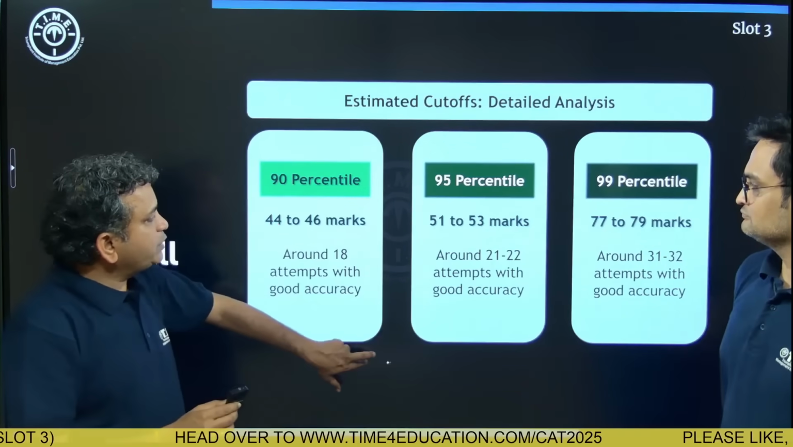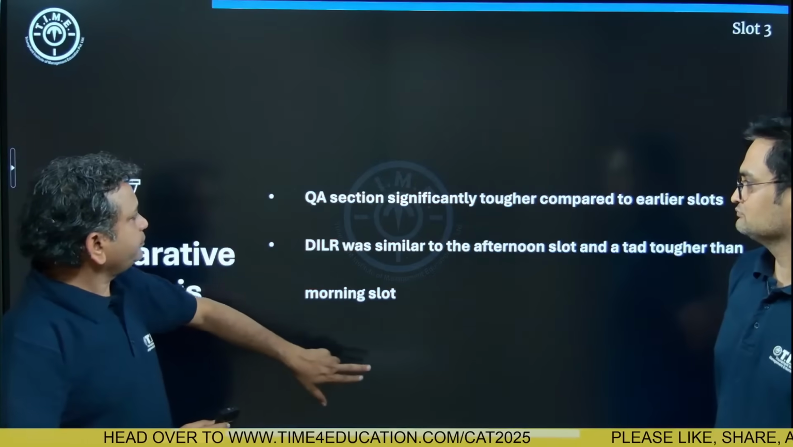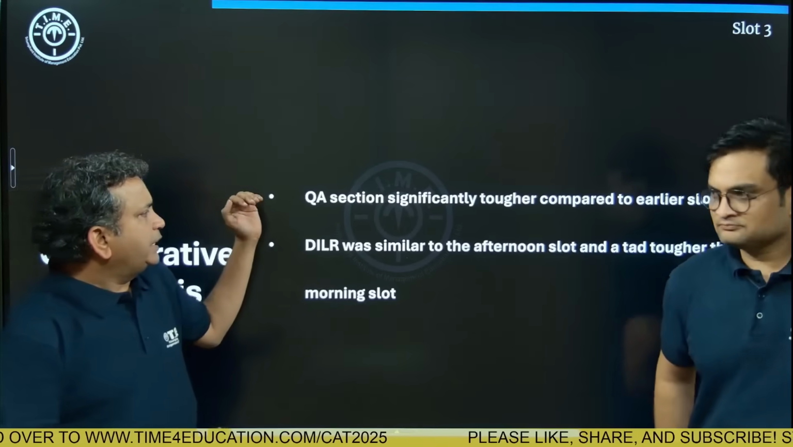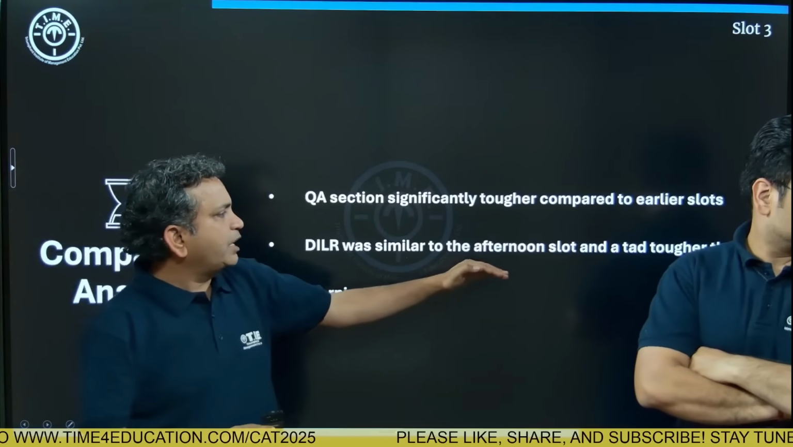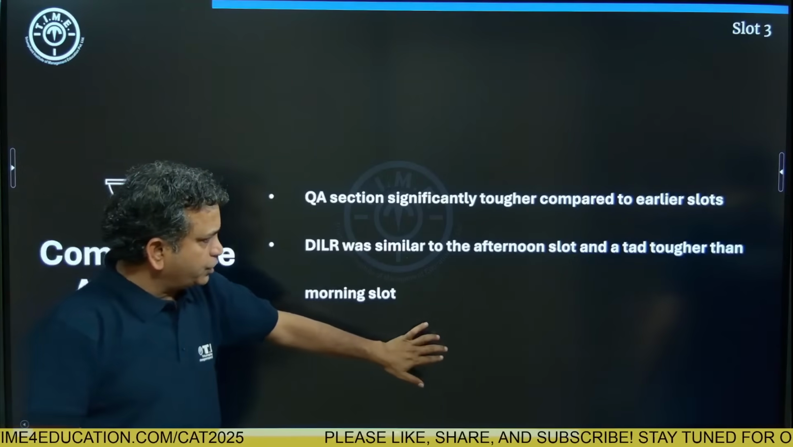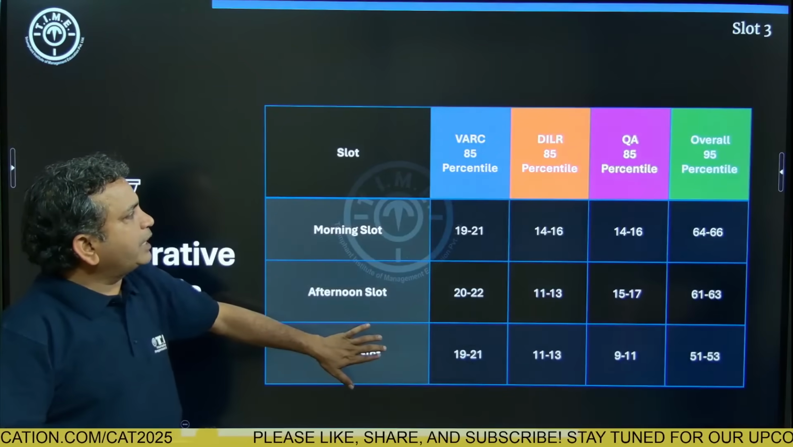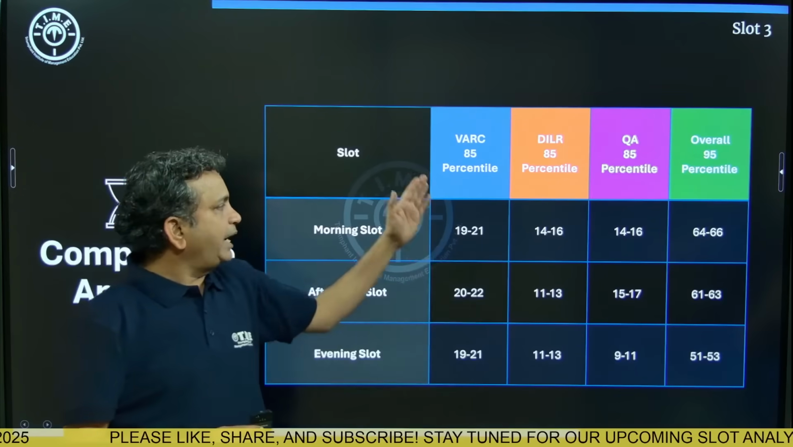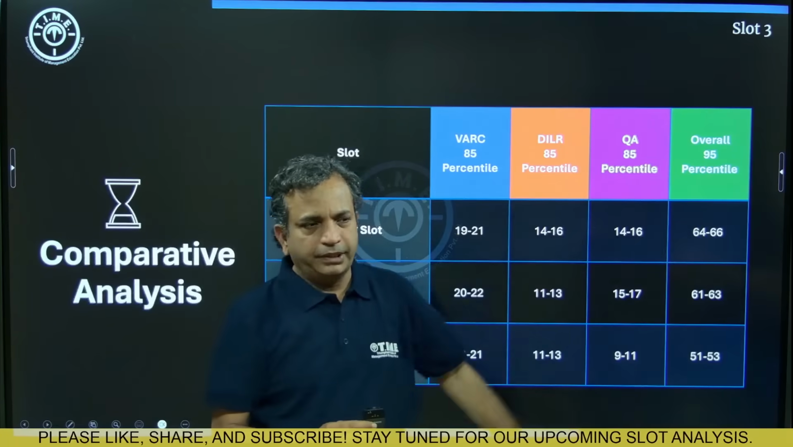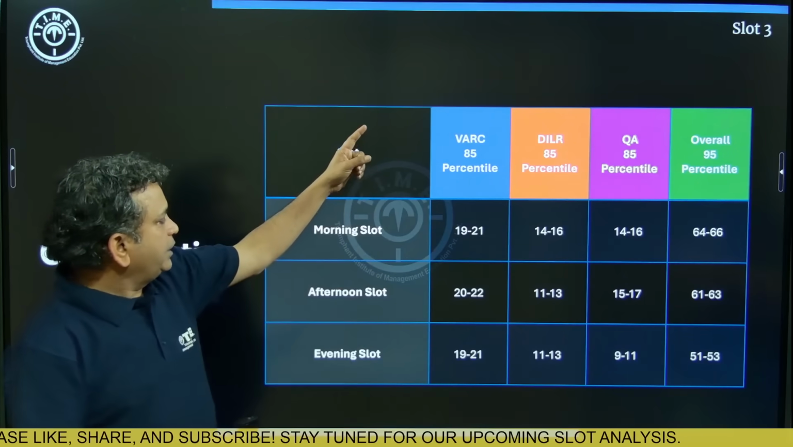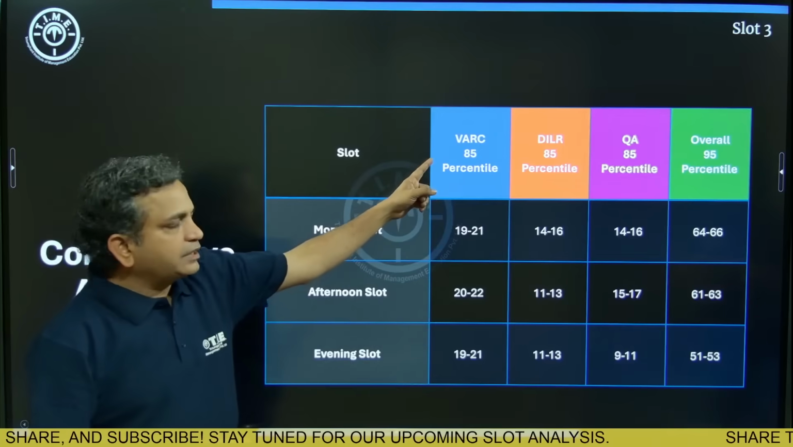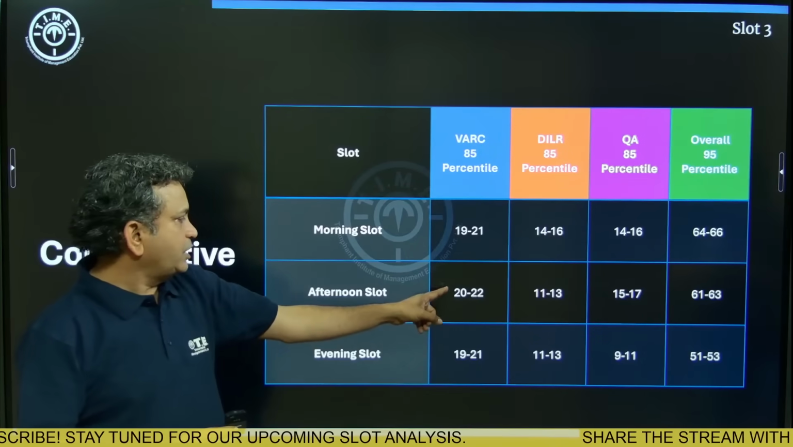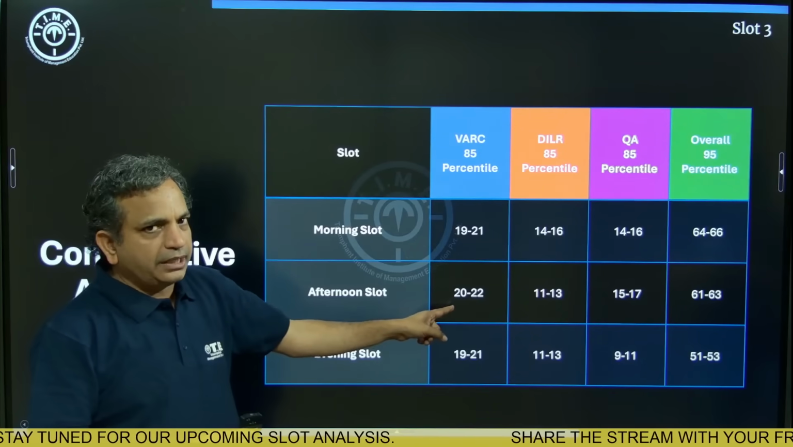All right. So now let's move on to this, a summary of the QA, the overall paper. QA is significantly tougher. DILR was similar to the afternoon slot and a tad tougher than the morning slot. So now let's look at the comparative analysis in terms of looking at all the 3 sections at the various percentile levels. Right? We see that in terms of cutoff levels, English is very similar between the morning and evening slots, whereas the afternoon slot seems to be slightly on the easier side.